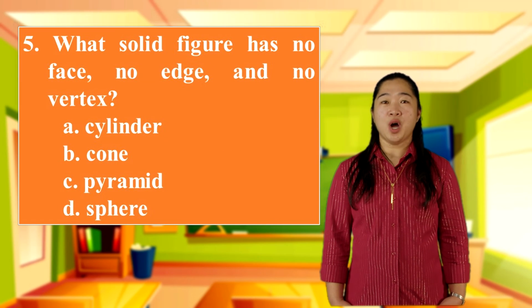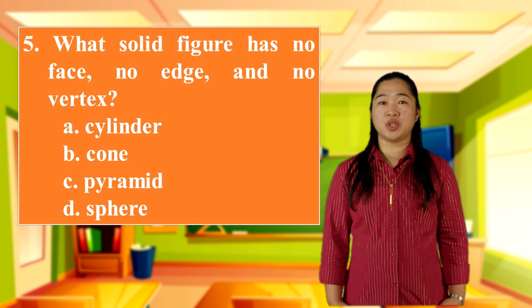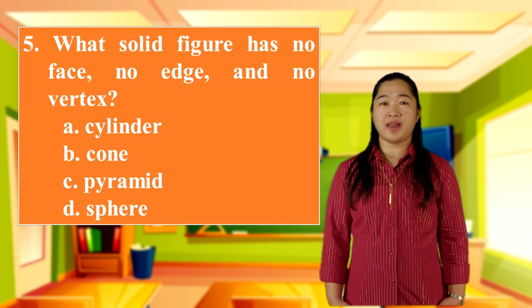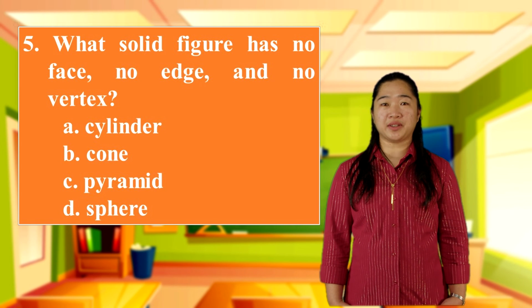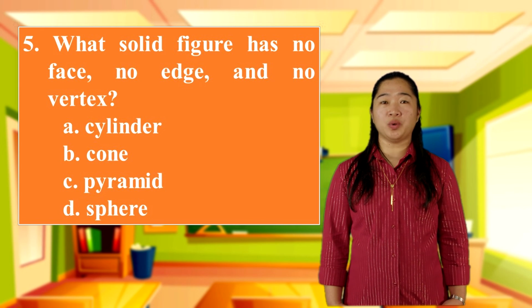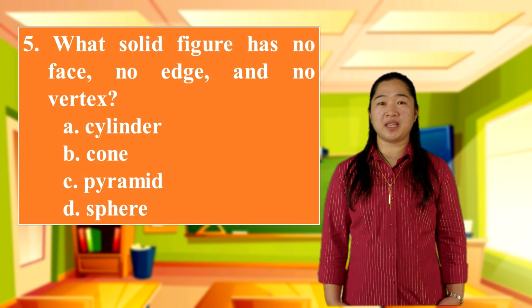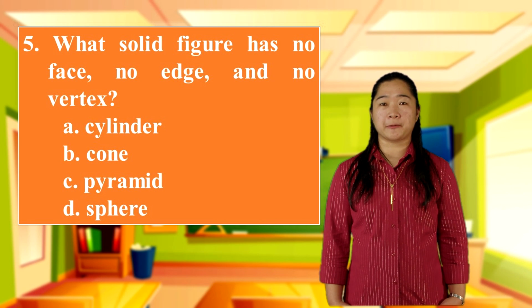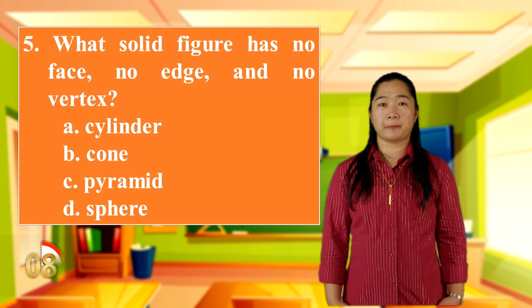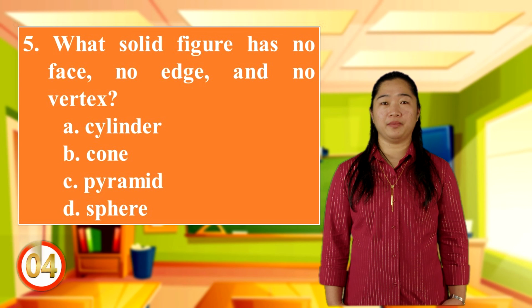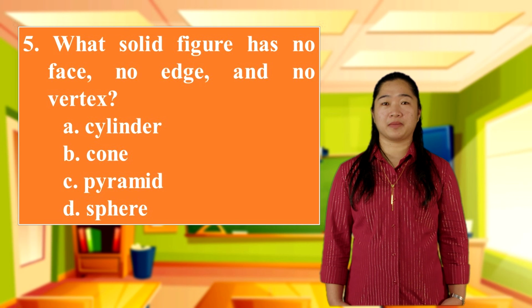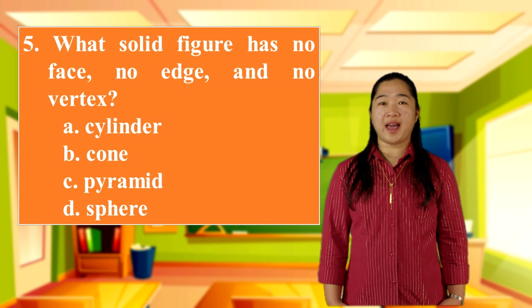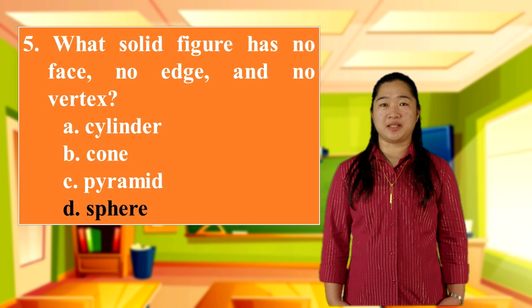Number 5. What solid figure has no face, no edge, and no vertex? Letter A, cylinder. Letter B, cone. Letter C, pyramid. Letter D, sphere. Very good. The answer is letter D.